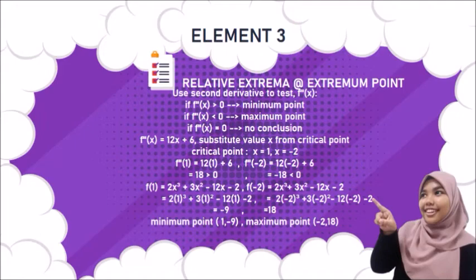So when we want to know the minimum point and maximum point, we have to substitute the value of x into the function f(x) equals 2x cubed plus 3x squared minus 12x minus 2. When we substitute f(1), we get -9. So the point (1, -9) is minimum. While when we substitute f(-2), we get 18. So (-2, 18) is the maximum point.